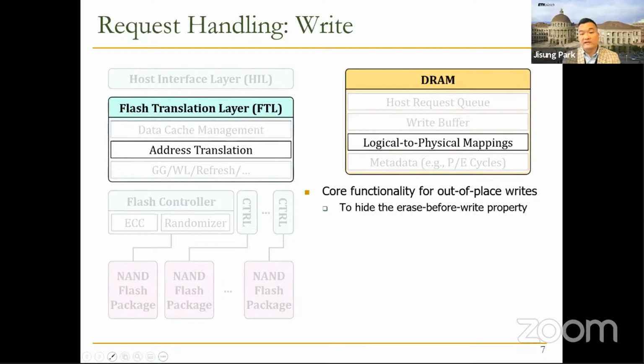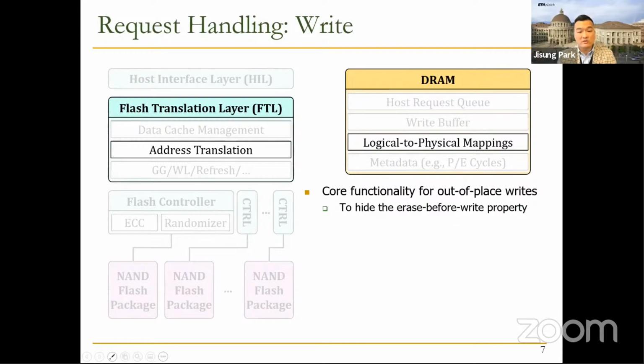So after buffering the requested data, the FTL writes the data into NAND flash chips with address translation. Address translation is necessary for out-of-place writes that are needed to hide the erase-before-write property. And as we discussed at the last meeting, a flash page cannot be overwritten, meaning that the page must first be erased before writing new data to the page.